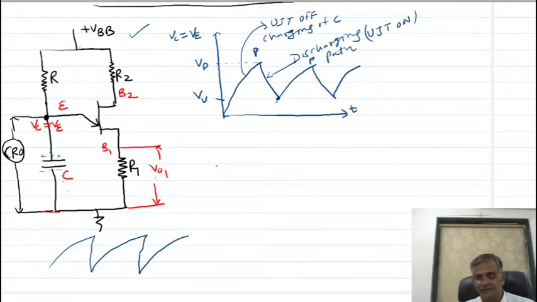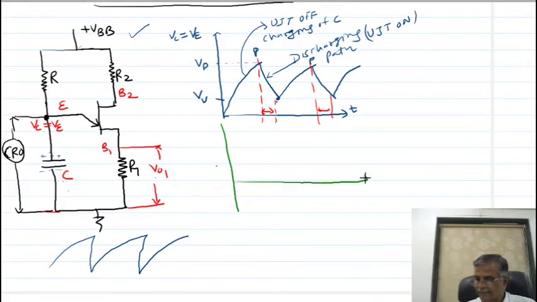The voltage at R1 is like this. See, I will show it in this way. This is where the UJT conducts. Only during this time does the UJT conduct. So I will show the diagram. During this much time the UJT does not conduct.